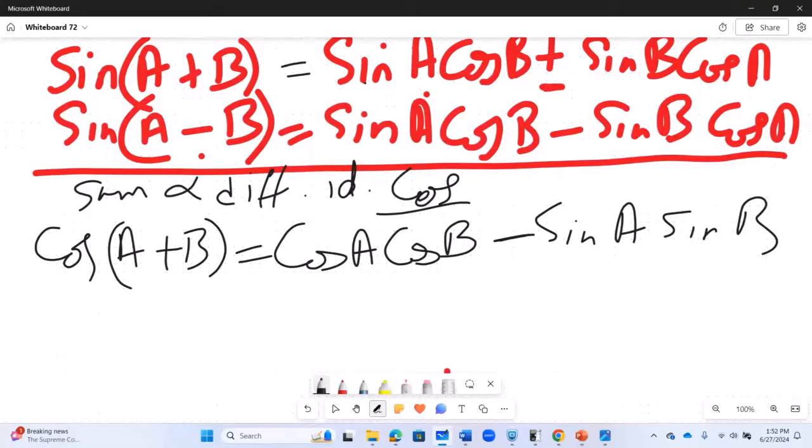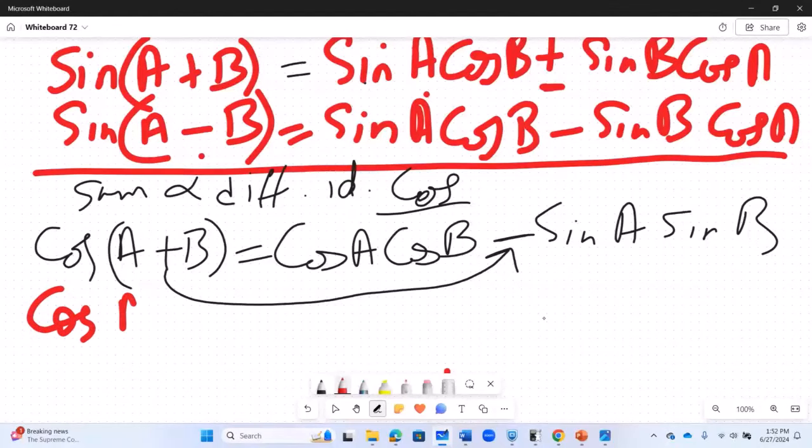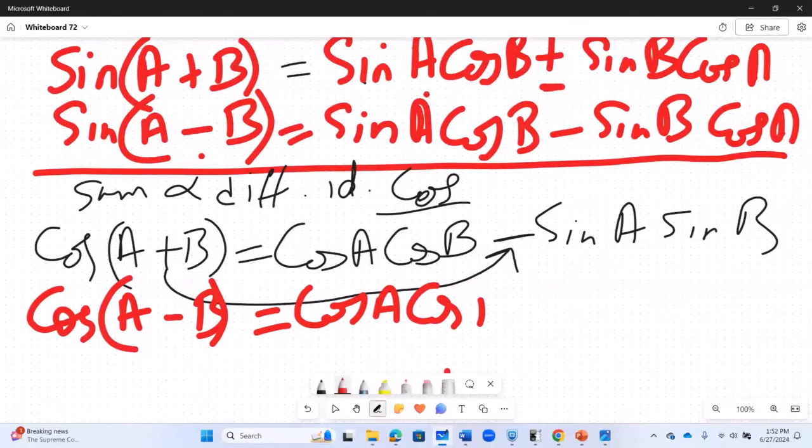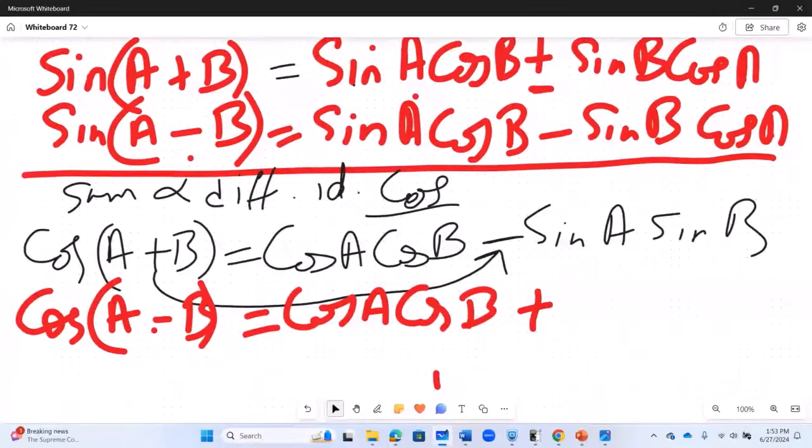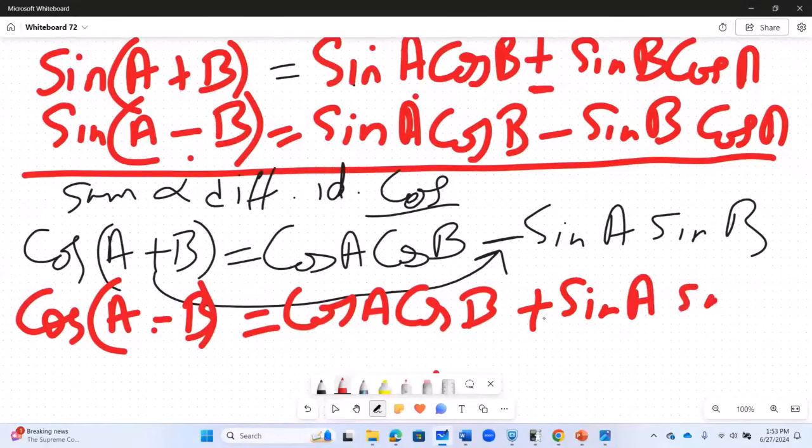Everybody look, I want to emphasize this so that you will know. Don't forget that when it is plus for cosine, it is minus here. It's very important. Okay. Now, if I have cosine of A minus B, then I will have cosine A cos B plus. So when it is minus here, it is plus here. Plus sine A sine B.